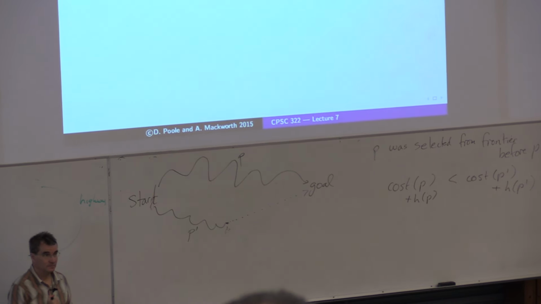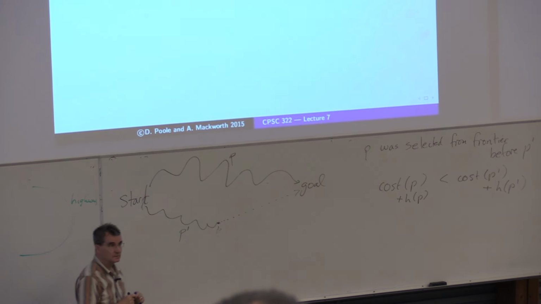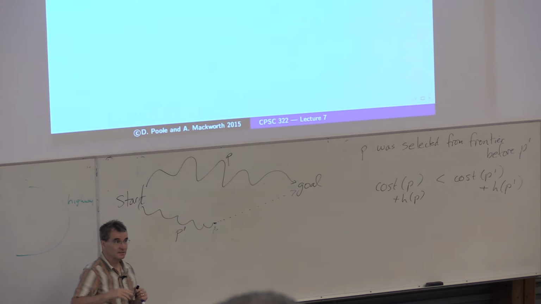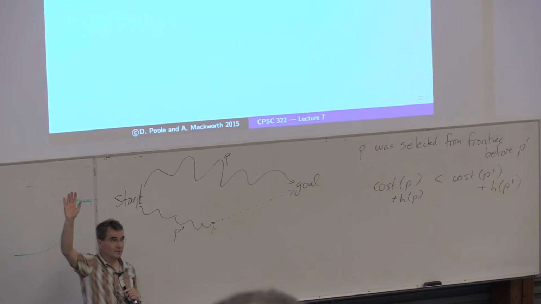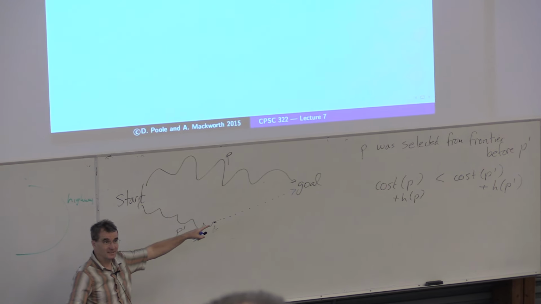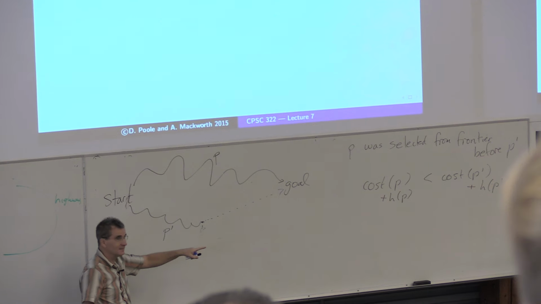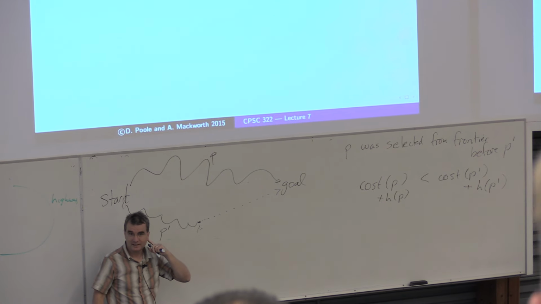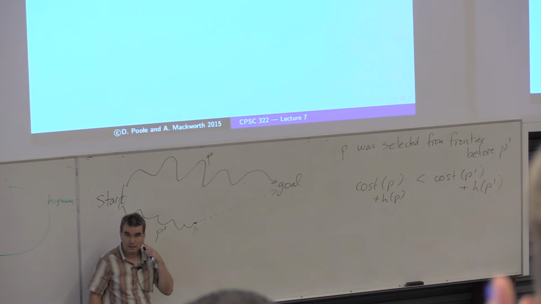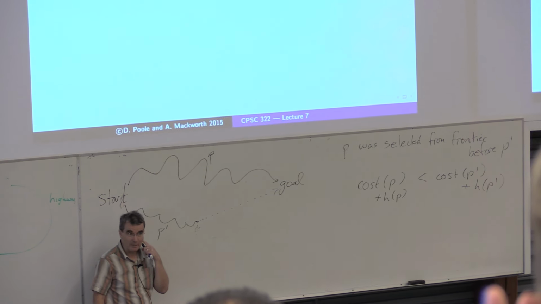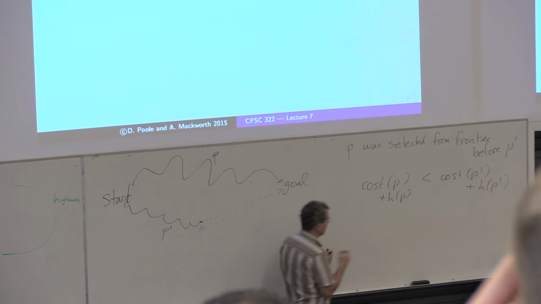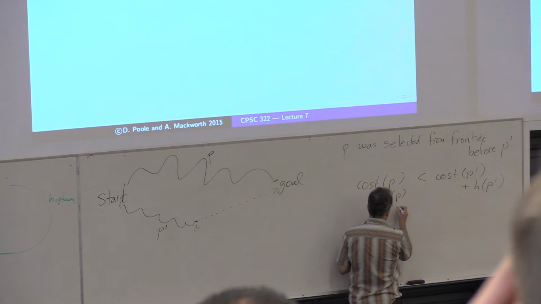Is that right? Who thinks that's right? Who thinks that's wrong? It's wrong, by the way. We don't need the heuristic for that, right? Why? Because we already have the goal. So what do we know about it? 0. So this is equal to 0. This thing here is equal to 0.